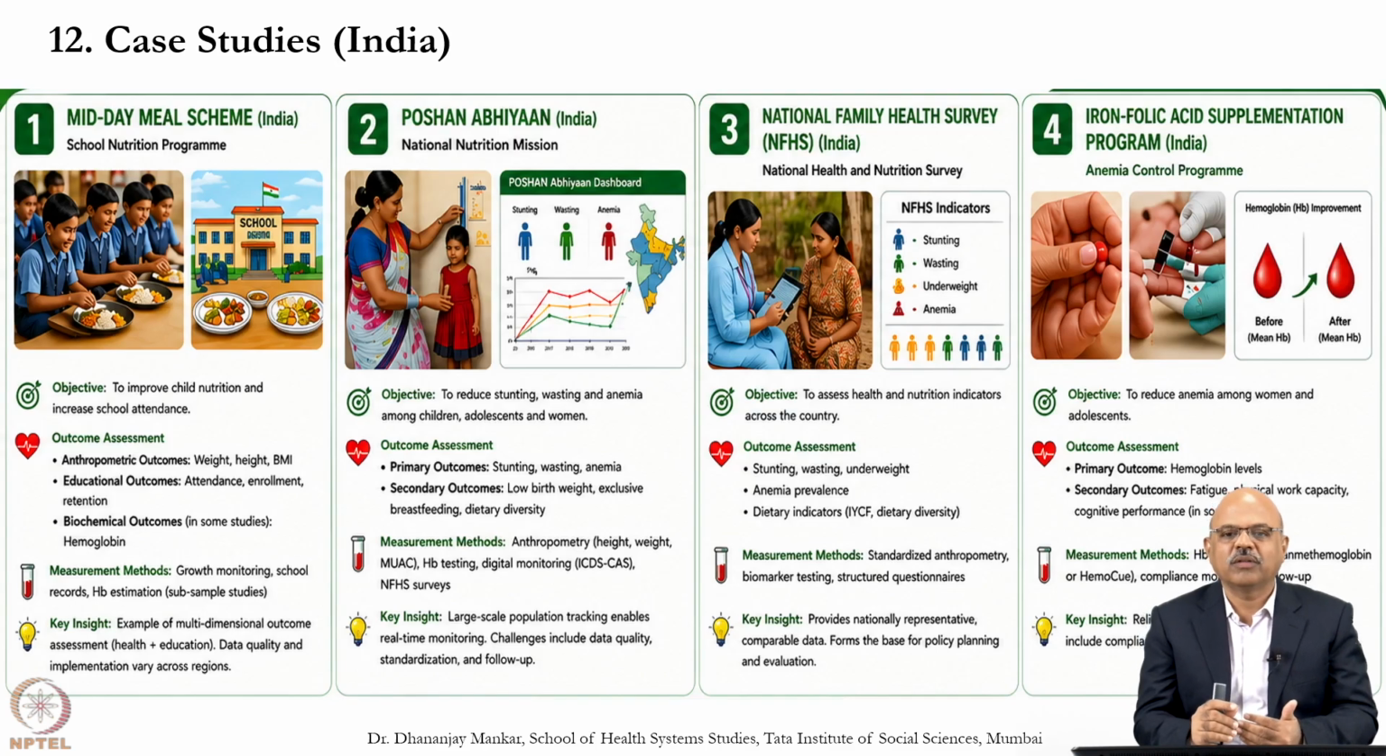NFHS is seen as a very important source of indicators for stunting, wasting, underweight and anemia. The objective of NFHS is to assess health and nutrition indicators across the country. Outcome assessment covers stunting, wasting, underweight, anemia prevalence, and dietary indicators, including diversity, through measurement methods such as standardized anthropometry, biomarker testing, and structured questionnaires.